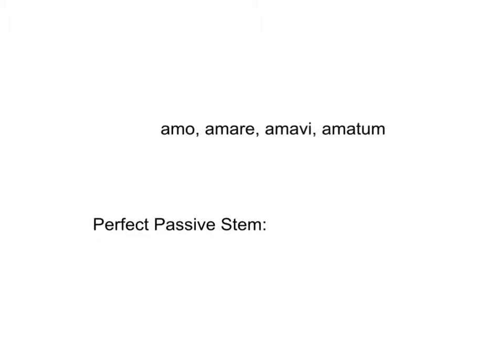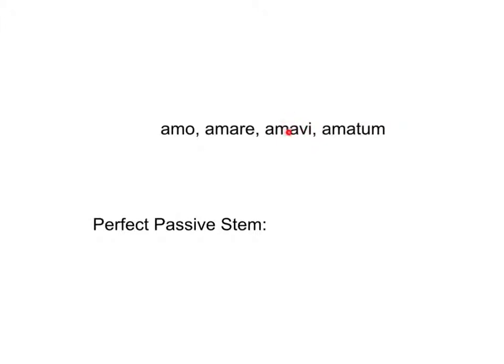We'll start where we should always start, with our principal parts, and I chose a simple verb. Amo, amare, amavi, amatum. Remember, if you don't know your principal parts, you're kind of up a creek. You gotta know those. So for the perfect passive, we're not going to use that or that or that.